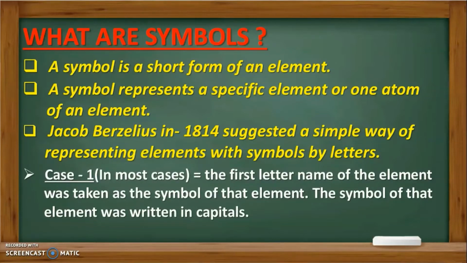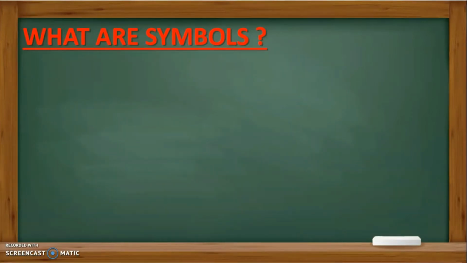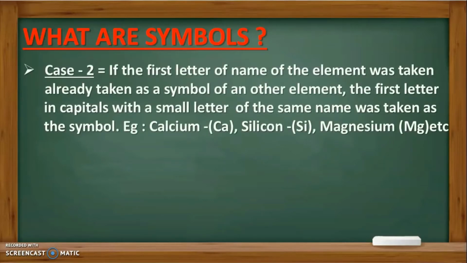For example, the symbol of hydrogen is capital H and the symbol of oxygen is capital O. In some cases where the first letter of the name was already adopted as a symbol by another element, the first letter in capitals with a small letter of the same name was taken as the symbol. For example, calcium has a symbol of Ca where C is in capitals, silicon has a symbol of Si where S is in capitals, and magnesium has a symbol of Mg where M is in capitals.